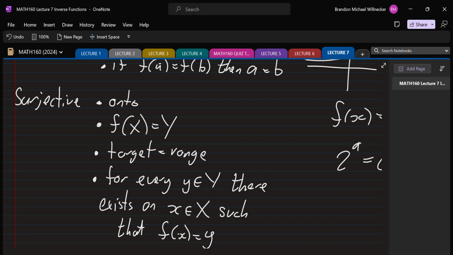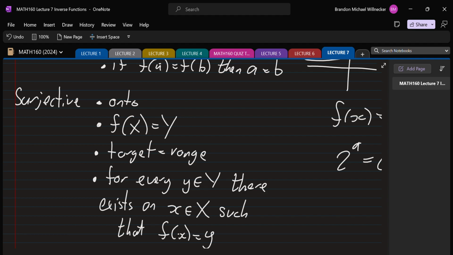For every y in the target, there exists an x in the domain, such that f of x equals y. All of these statements here are equivalent. So you can use any of those to show that it's surjective.